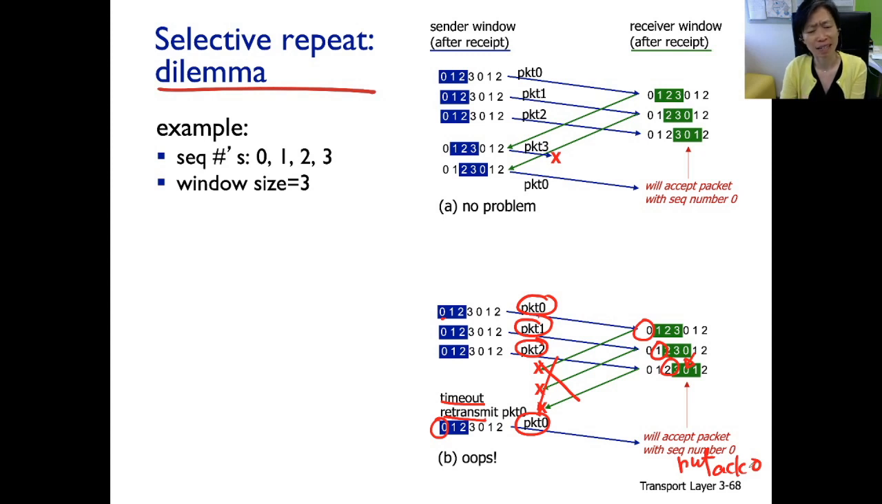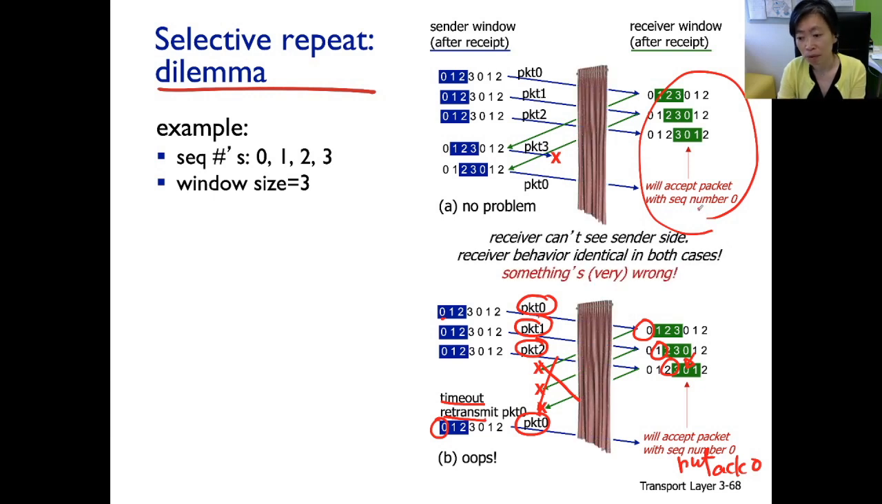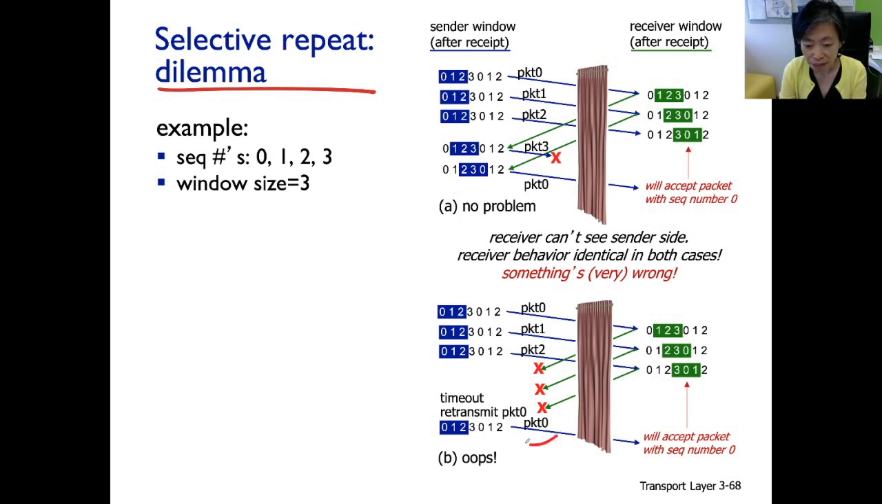Sounds familiar, isn't it? Because that's exactly what's being done here in the first scenario. So from the receiver's point of view, identical. Also, buffer the packet and send back ACK 0. But the thing is this, at the sender side, you see, this packet 0 is a retransmission of the first packet 0. But this packet 0 here is actually the second packet 0, no longer the original, the first packet 0.